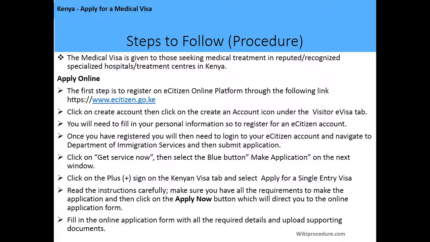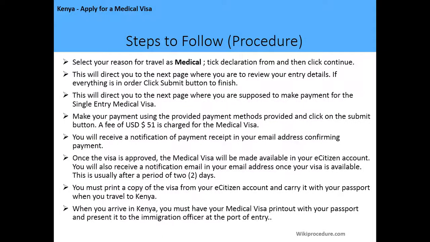Fill in the online application form with all the required details and upload all the supporting documents. Select your reason to travel as medical, then tick the declaration form and click continue. This will direct you to the next page where you have to review your entry details, and if everything is okay, you can click the submit button to finish. This will direct you to the next page where you're supposed to make the payment for the single entry medical visa.